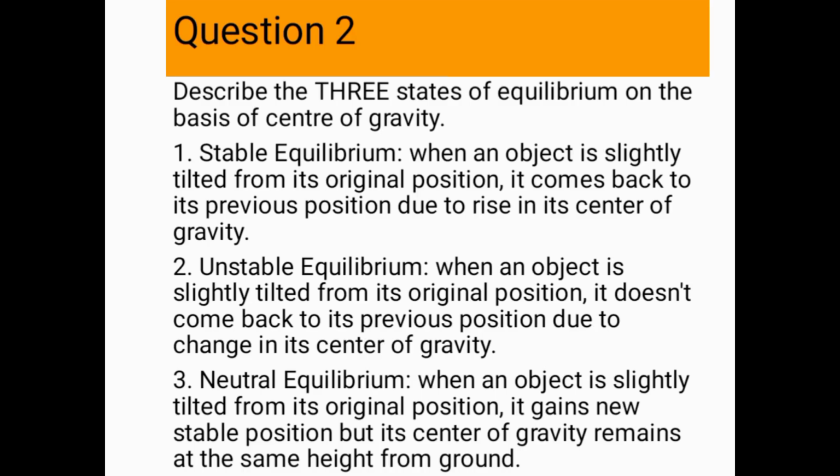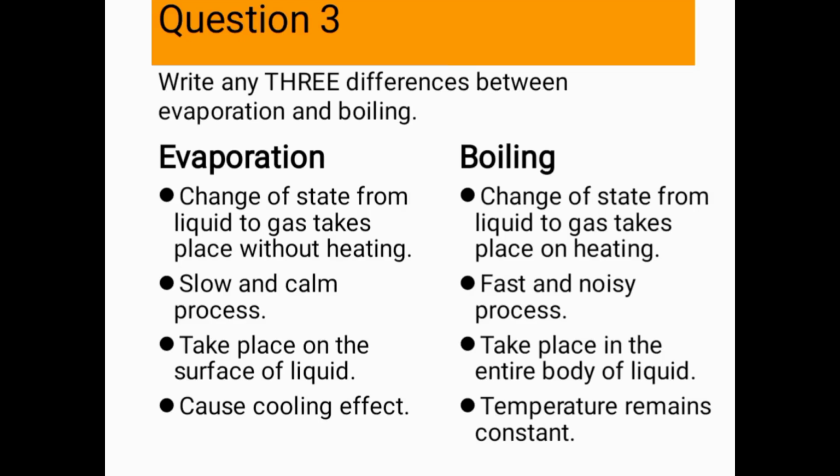3. Neutral equilibrium. When an object is slightly tilted from its original position, it gains a new stable position but its center of gravity remains at the same height from the ground. Question 3. Write any 3 differences between evaporation and boiling.